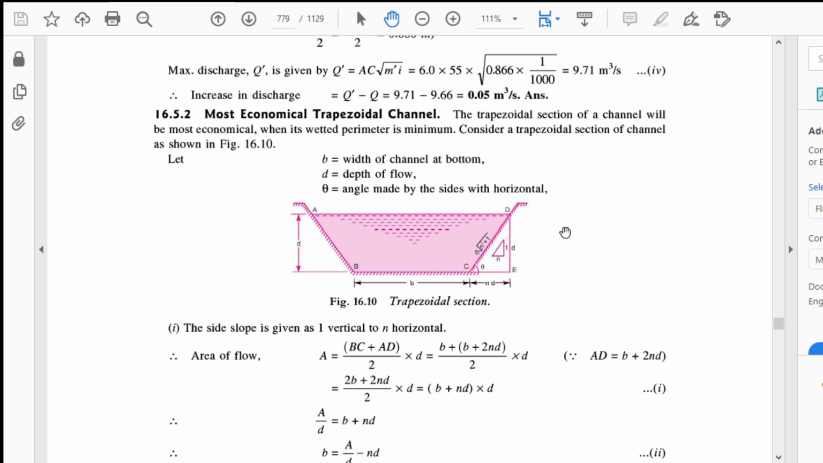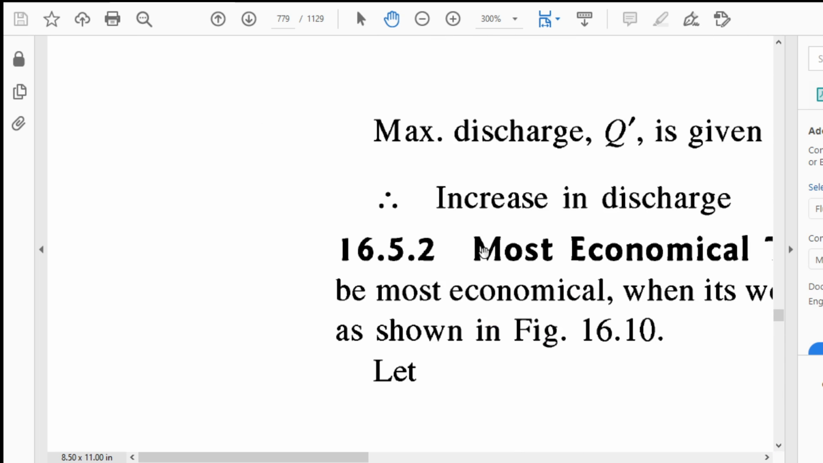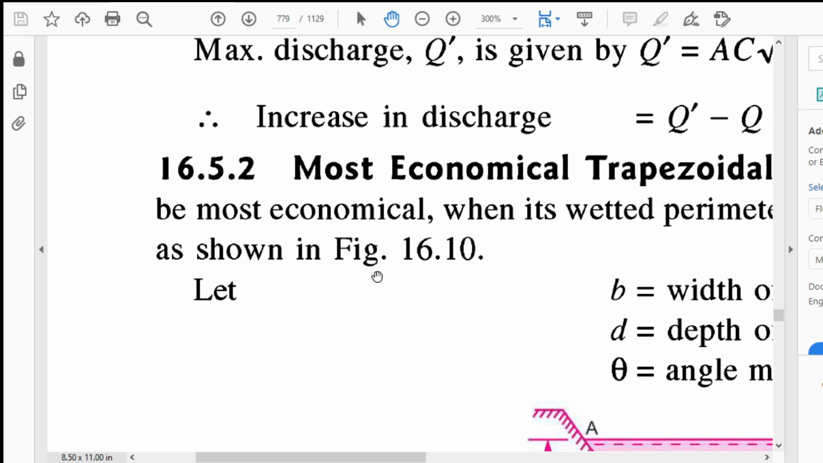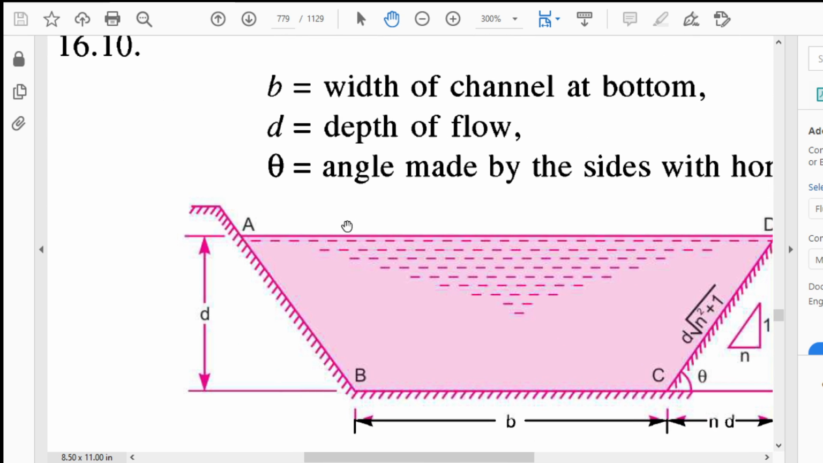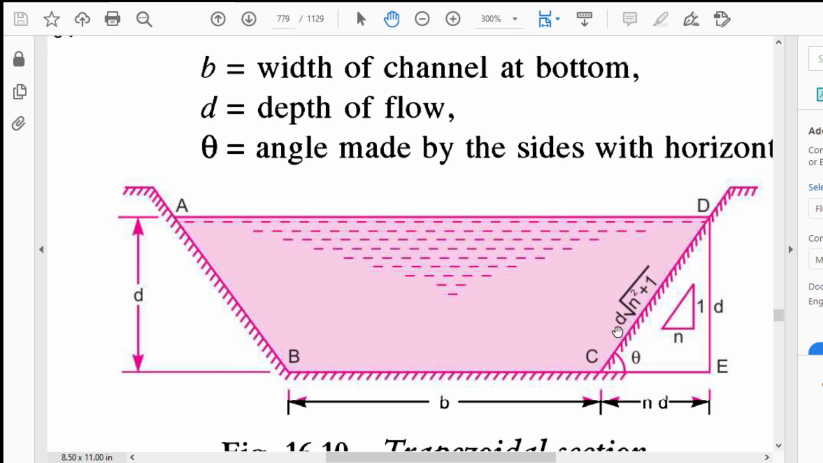Now this D square root n square plus 1 is one of the sloping sides. I'll show you. So now this D square root n square plus 1 is one of the sloping sides. The value of AB will also be D square root n square plus 1, and the value of CD is also D square root n square plus 1. So this sloping side should be equal to half of this top width AD.